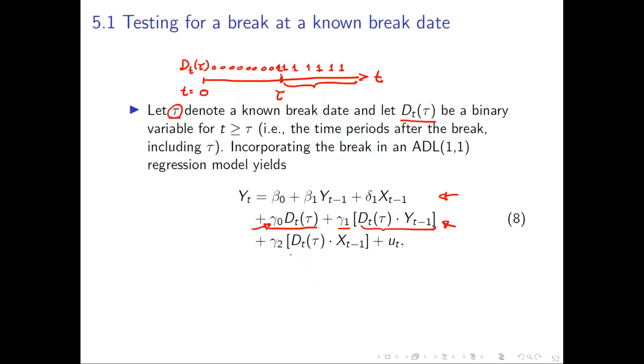And likewise, this variable here, which is the dummy variable times the lagged x variable, would contain the x value for dates after the break, but 0 prior to the break. So this gamma 2 coefficient would then be the difference between the slopes, or the slope on the x variable prior to the break and after the break.